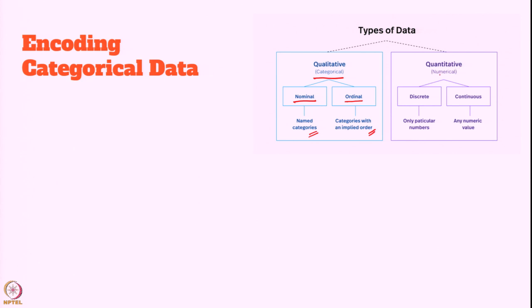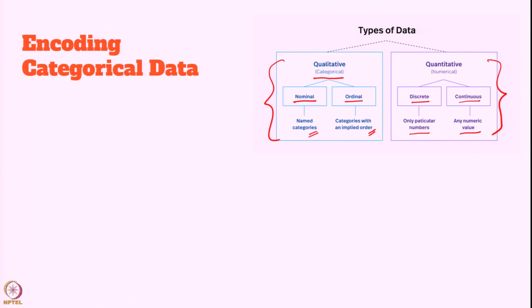In quantitative data, we have numerical data. It can be either discrete or continuous. Discrete, some numbers. Continuous is any numerical value. This you already know. Now coming to the categorical data. You know that this is divided into some categories which are generally represented in strings. Now how will the computer understand this? Do we have to convert this to a numerical format for better processing?